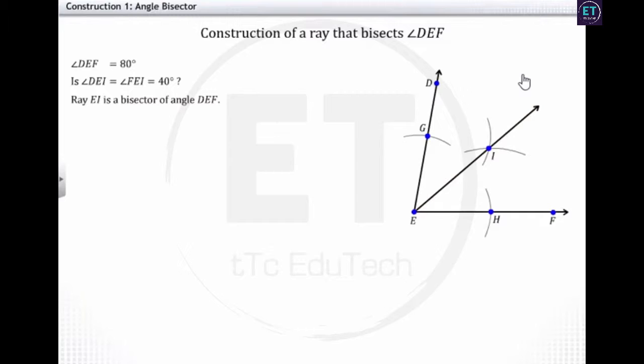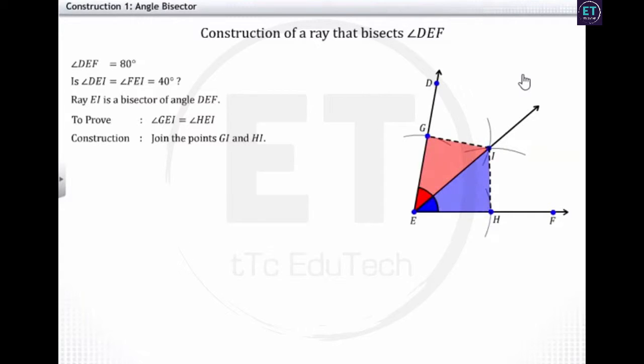Now let's prove this construction logically. In order to prove our construction, we'll have to prove that angle GEI is equal to angle HEI. To begin with, let's join points G and I and points H and I. Now, two triangles GEI and HEI are obtained. Let's derive some facts about both the triangles.